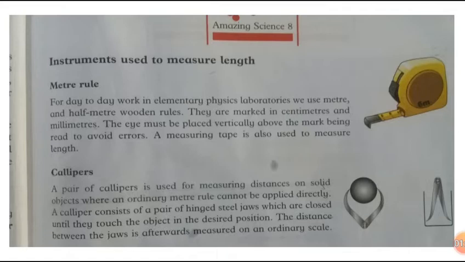A pair of calipers is used for measuring distance on solid objects, where an ordinary meter rule cannot be applied directly. A caliper consists of a pair of hinged steel jaws which are closed until they touch the object in the desired position.